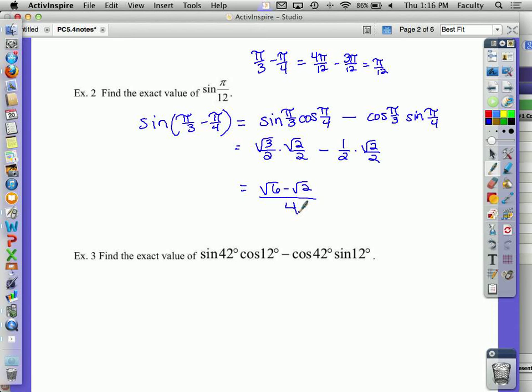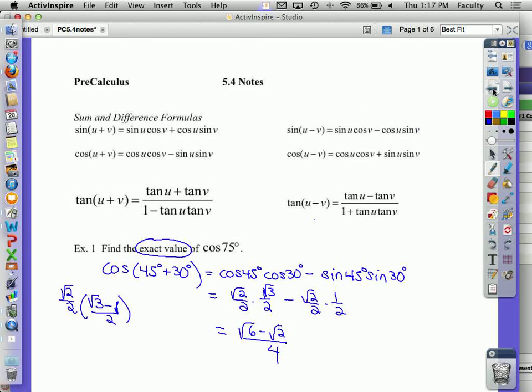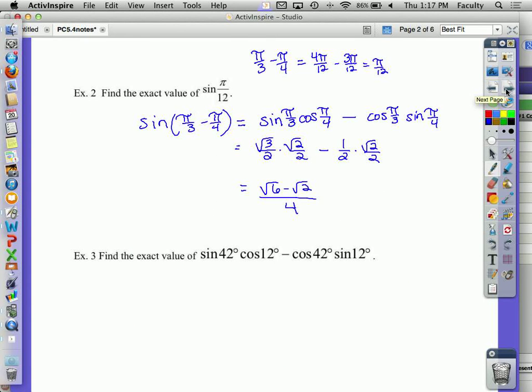Example 3 says find the exact value of sine 42 degrees cosine 12 degrees minus cosine 42 degrees sine 12 degrees. So what you want to do is you want to look back at your 6 formulas. You know it can't be the tangent because there's no tangent. And then when you're trying to decide between sine and cosine, the cosines are cosine, cosine, sine, sine. So you know it's not cosine. So this is actually the sine formula. And because it's a subtraction, it's the sine of 42 degrees minus 12 degrees, which is the sine of 30 degrees, which is 1/2. Does that make sense?